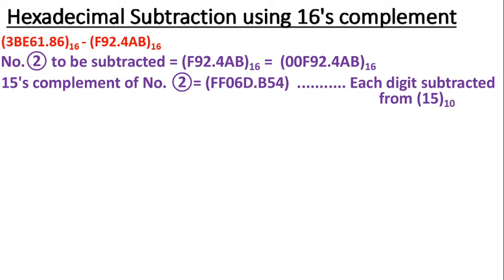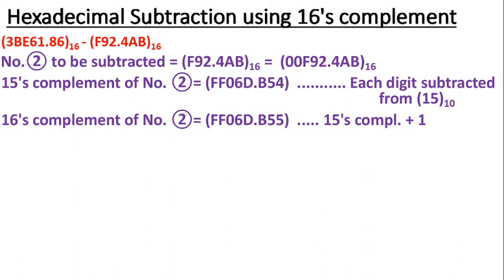Now once we get that 15's complement of the second number, the 16's complement is simply the addition of 1 to the LSB. So here is the 16's complement of number 2, which is equal to FF06D.B55. It is the 15's complement plus 1, without consideration of the hexadecimal point, so the rightmost digit 4 becomes 5 in the 16's complement. Of course, the hexadecimal point must be written at the proper place.